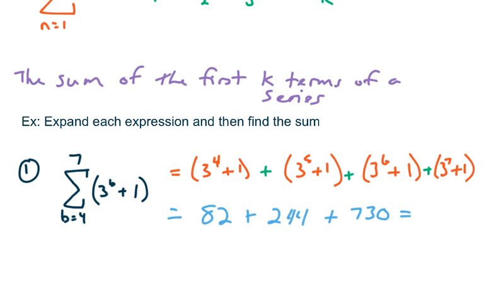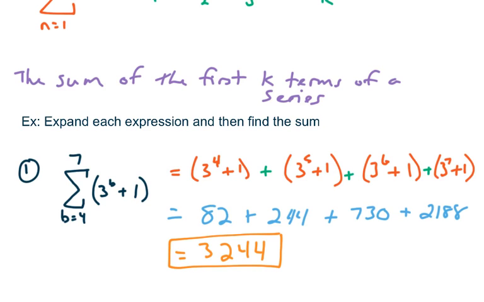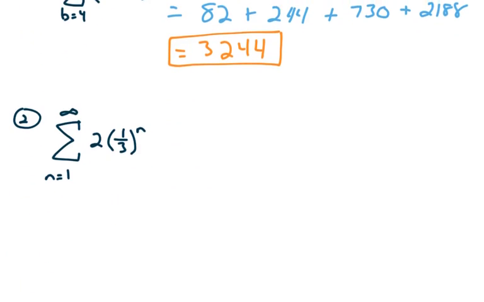And then 3 to the 7th is 2,187, plus 1, I don't know why I keep writing equals there, that's going to be plus 1, 2,188. And then when we add them all together, we get 3,244. This is the 4th, 5th, 6th, and 7th terms of this series right here add up to 3,244.